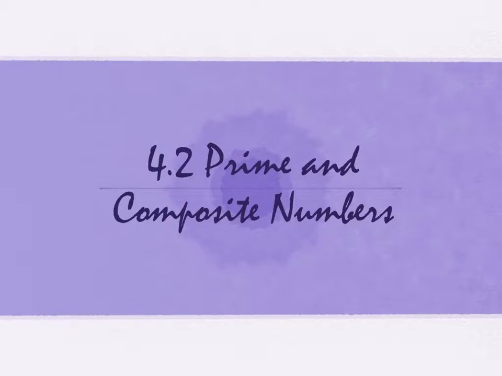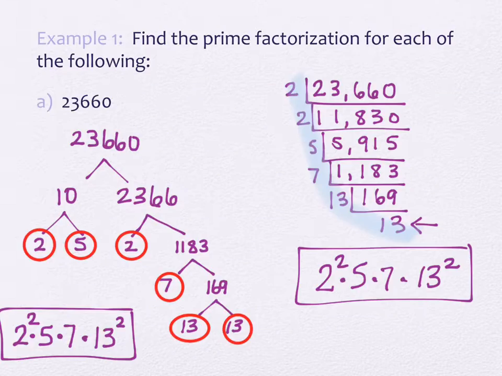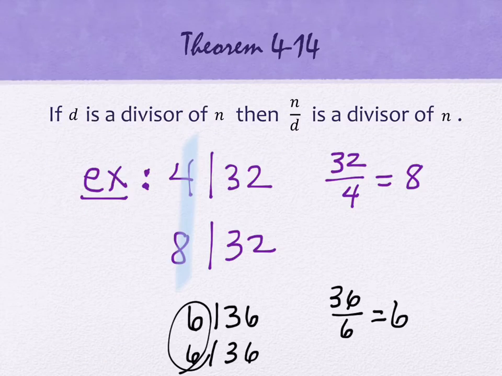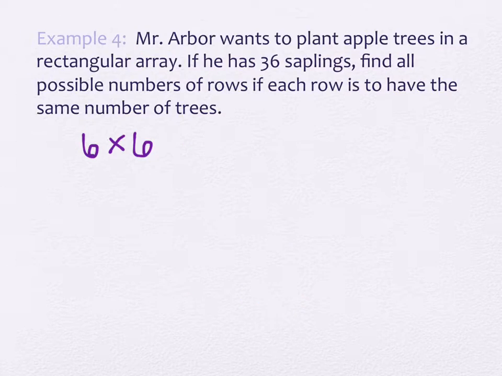Last time we were working in section 4.2, talking about prime and composite numbers, and I believe we are on example 4. We were talking about Mr. Arbor, and he has 36 trees, and he wants to figure out his rows and the number of trees in each row.